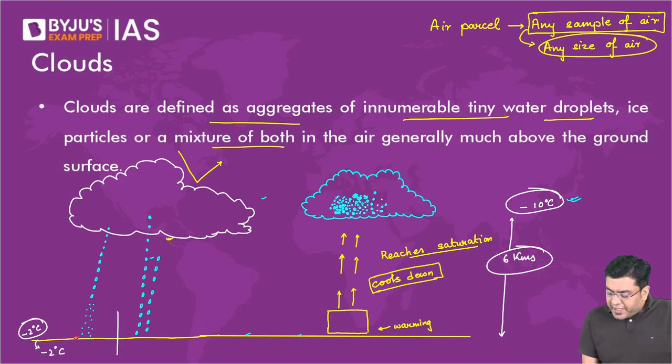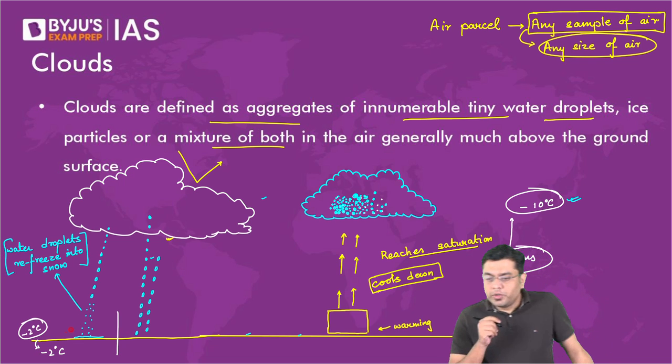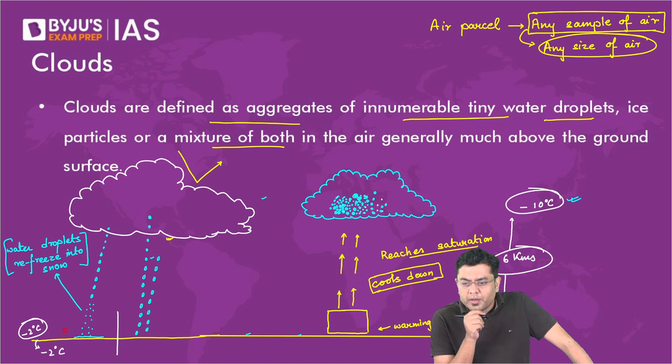So when the temperature is very low, the water droplets refreeze into snow. That is when we receive snowfall. Is that understood? Good. Is there any doubt which prevails till now?